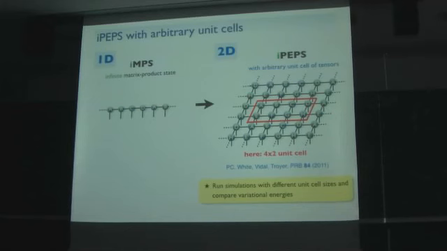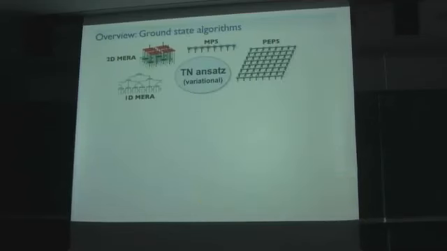Depending on what unit cell size you use, you can represent different states. So it's in the end also a way to stabilize different candidate ground states. But at the end of the day, what you need to do is to systematically compare the variational energies to see which of these candidate states is the true ground state. Right? So this is what we do in practice. So we start from our ansatz, which we know is a variational ansatz, and then we have to do an optimization of the tensors.